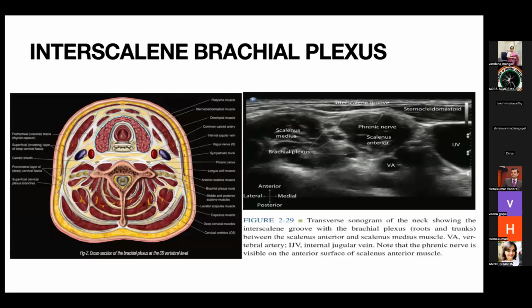For some of the upper limb procedures, we are using the interscalene brachial plexus block. As previously mentioned, it is enclosed within the prevertebral fascia between the anterior scalene and middle scalene muscle. So the prevertebral fascia is breached and the drug is given.